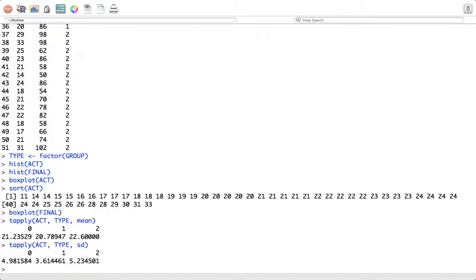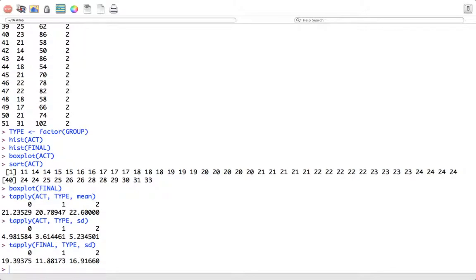We've still got an assumption from the ANOVA part that we've got to take care of, and that's the potential violation of homogeneity of variances. So what I need to do here is tapply final over type, and I'd want to do standard deviation again.